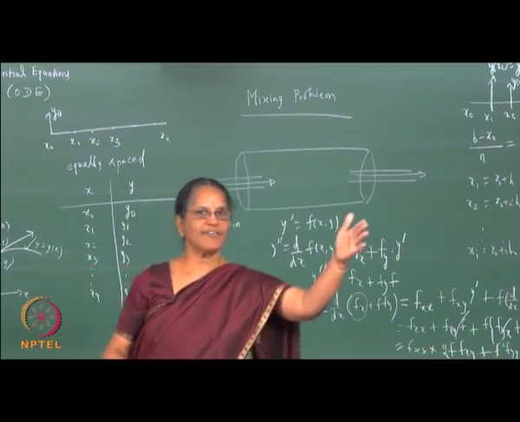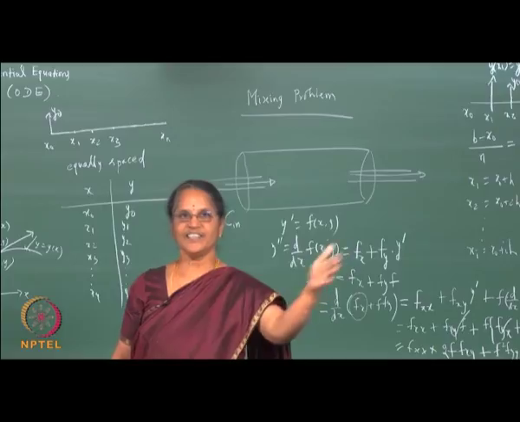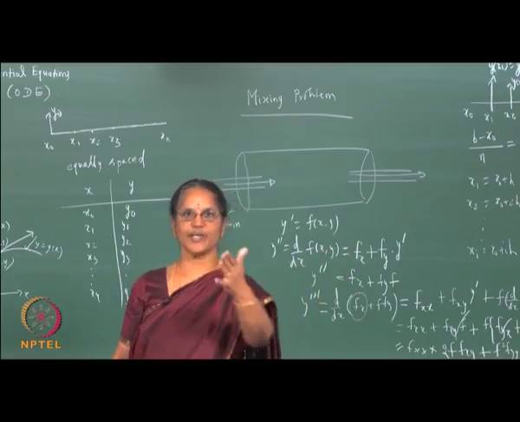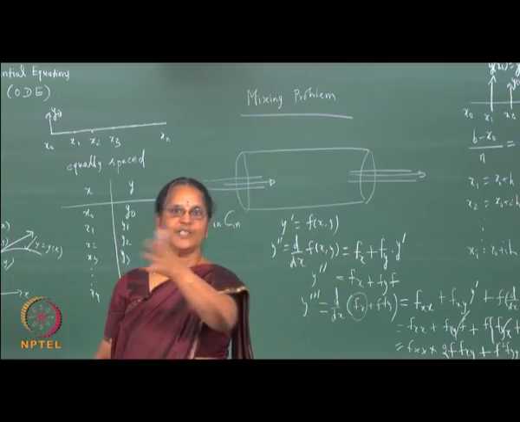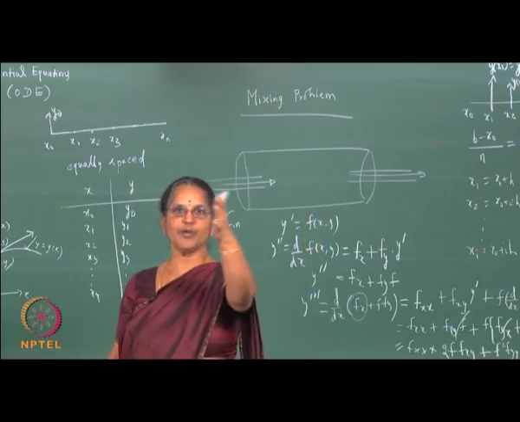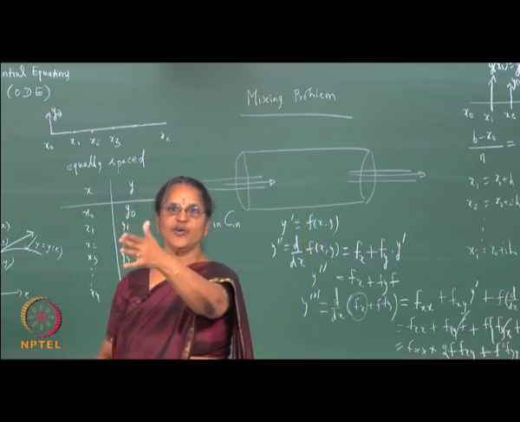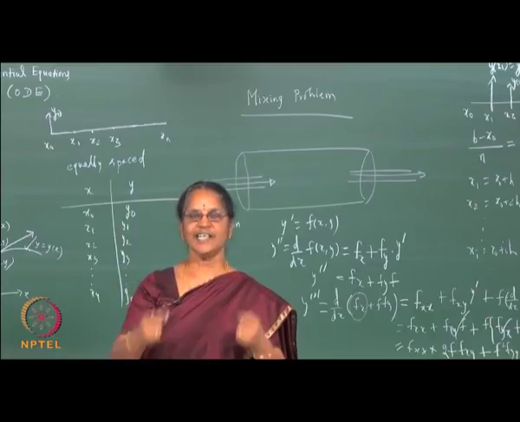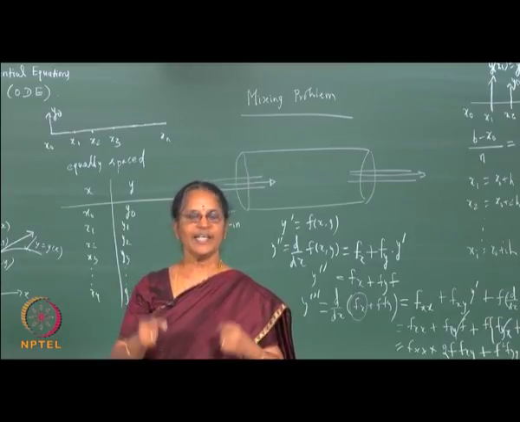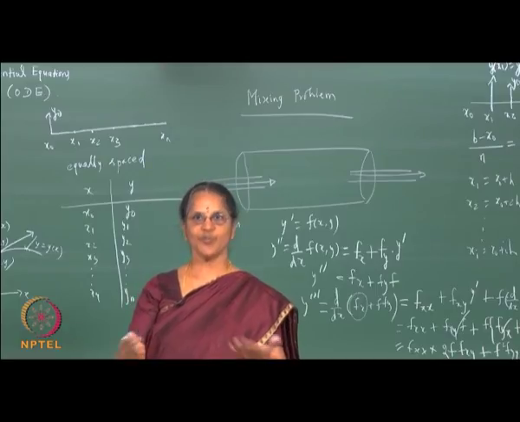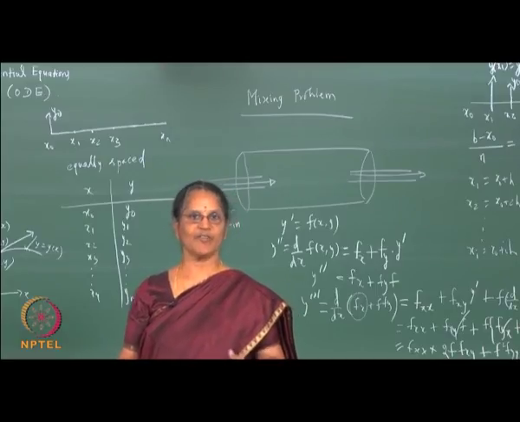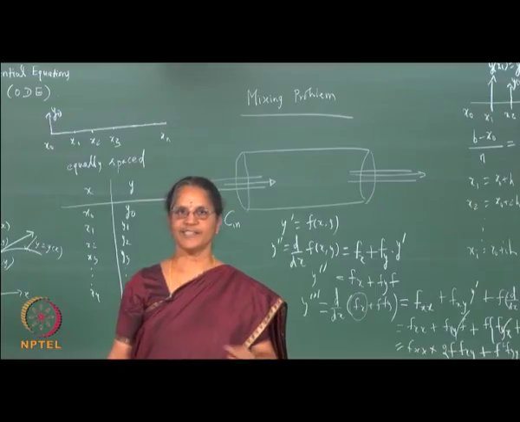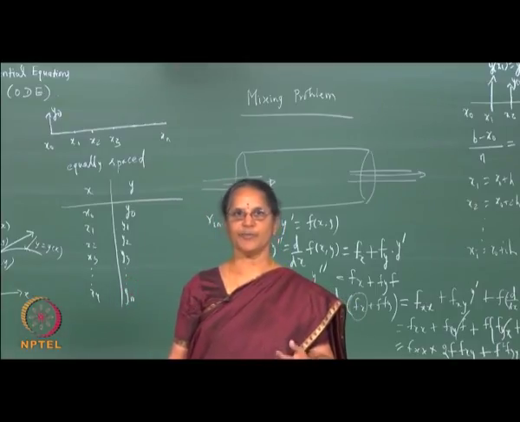So, I now have solution at a set of discrete points x naught, x1, x2, etc., xn, which are denoted by y naught, y1, y2, etc., yn. So, we have the solution at a set of discrete specified equally spaced points, and this is what we want. This is what we call the numerical solution of an initial value problem.